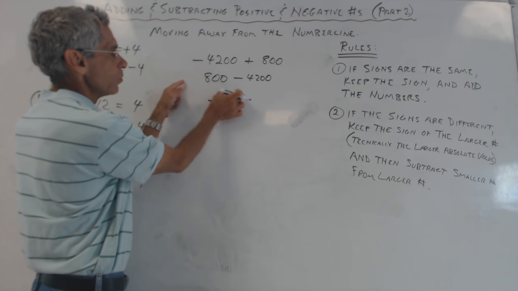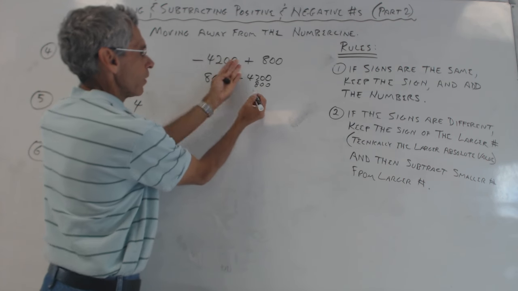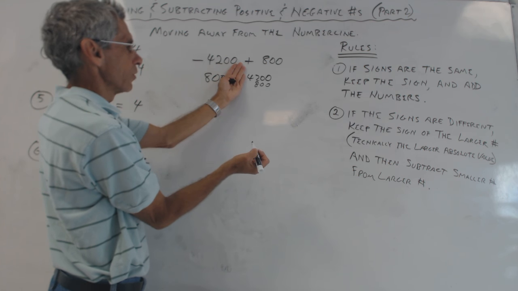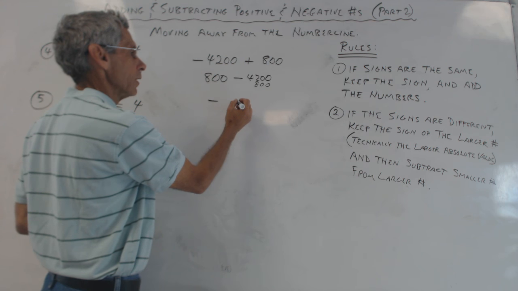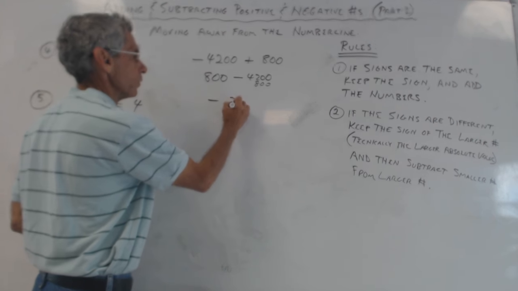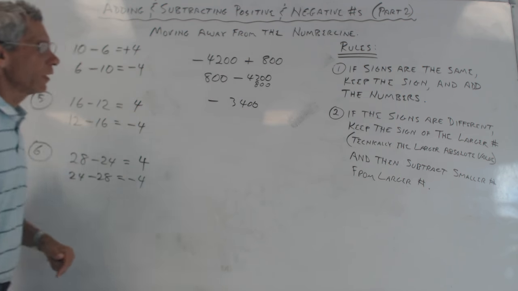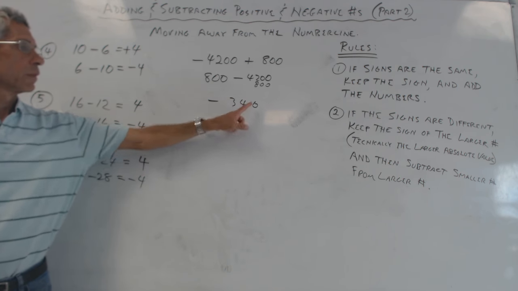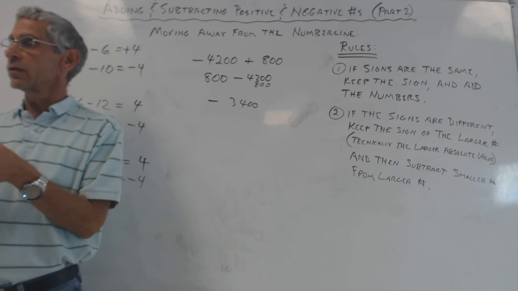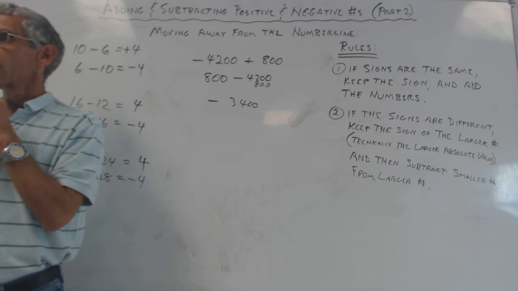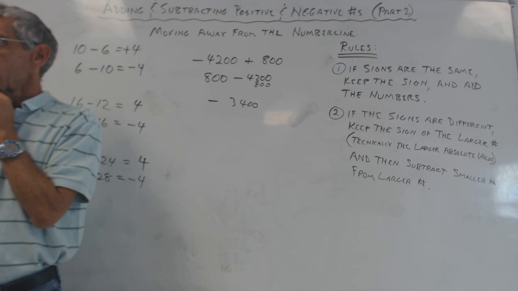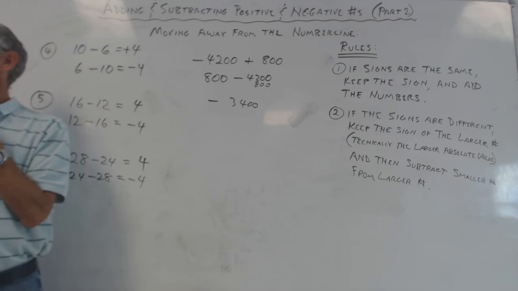And then I just take the smaller one away from the bigger one. And that's going to give me 3,400. Negative 3,400, did I do that right? Yes. Did you see what I'm doing? Yes. Question? What I do is, if the two numbers have an equal amount of zeros, I just take away all the zeros on each number and then subtract the two smaller numbers. Yeah, that's a good idea.